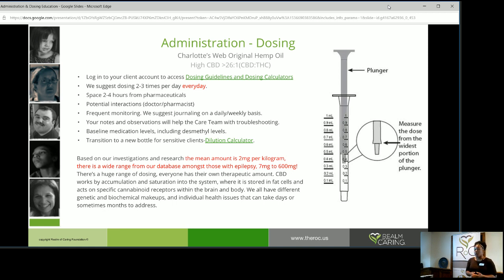And CBD works by accumulation and saturation in the body. It's stored in the fat cells and acts on specific cannabinoid receptors within the brain and the body. We all have different genetic and biochemical makeups and individual health issues that can take days, sometimes months, to address. So be consistent with your dosing and don't compare yourself to other people. You really just want to follow how your body is letting you know how you're responding. So let's go into the dosing information.